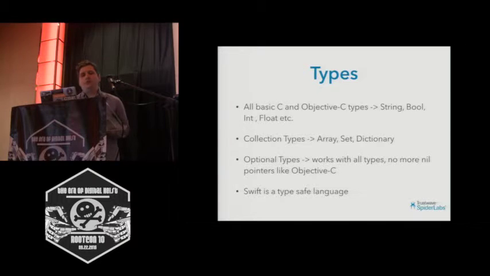So types, so all the basic C and Objective-C types are in Swift or supported in Swift, so string, bool, int, float, the works. You've got collection types, array, set, and dictionaries. Optional types, so you have optional types that work with all types, so you have no more nil pointers like in Objective-C, which is nice. And it's a type-safe language.